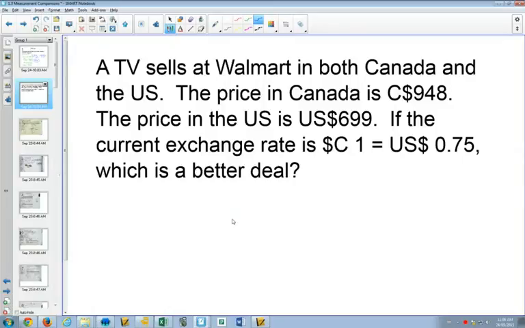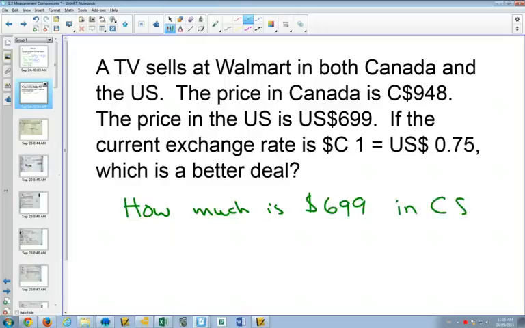Okay, so we need to make a decision what we're going to compare at. Maybe we want to compare the price in Canadian dollars. So that means we're going to have to change the US price, and we're really asking how much is the US $699 in Canadian dollars.